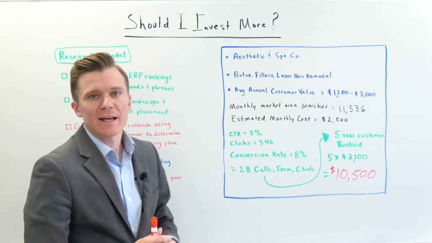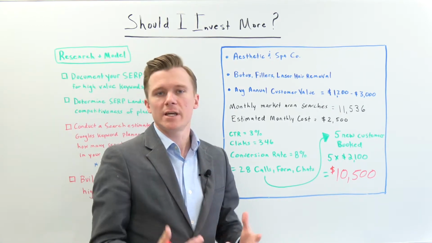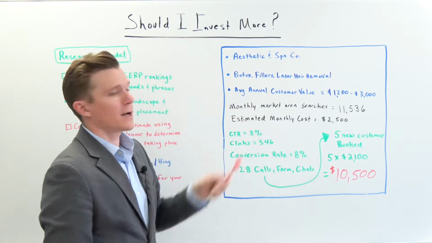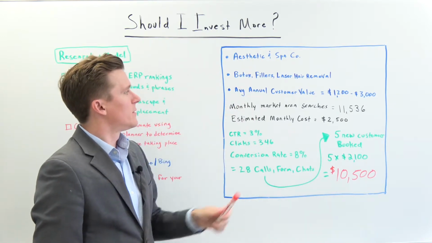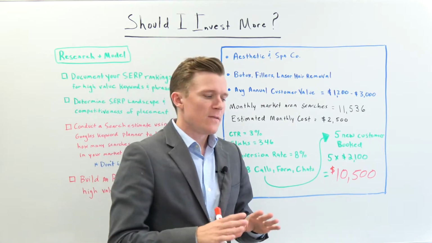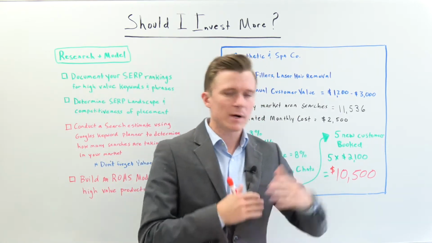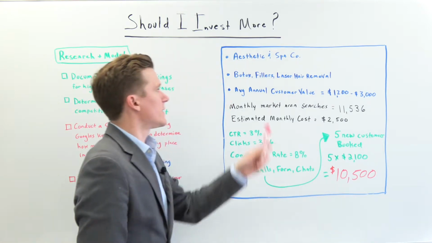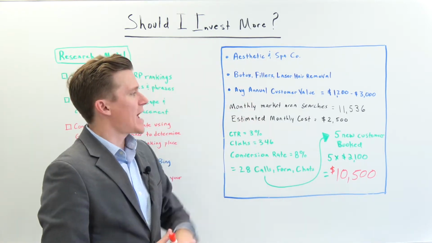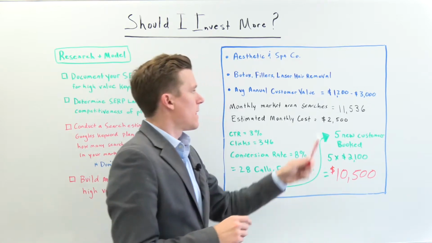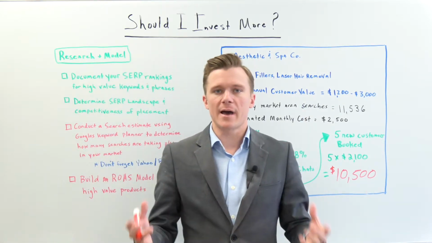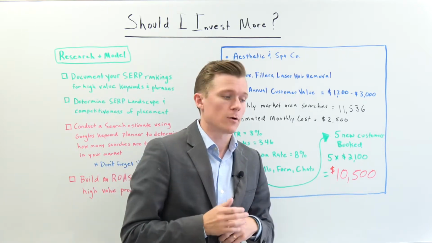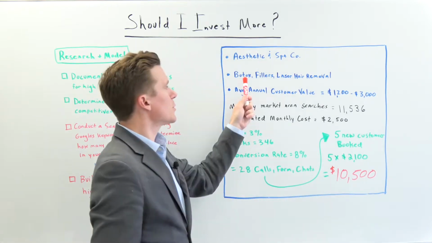They went through and determined that their highest value keywords for products and services that they offered surrounded Botox, fillers, and laser hair removal. They offer a lot of different products. Anybody can walk in the door and buy a product or service, but they determined that these had an average annual customer value of between $1,200 and $3,000, depending on how many visits someone made or the product line that they were purchasing. So that's really where they started.